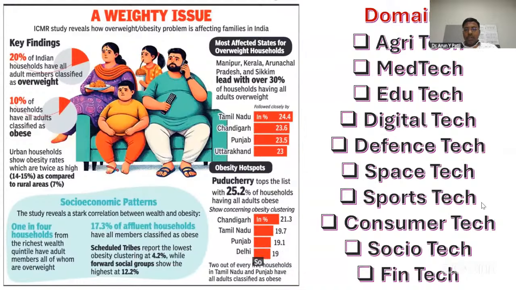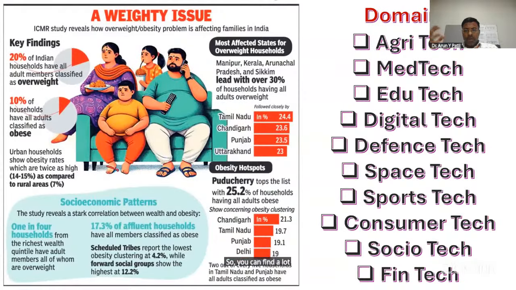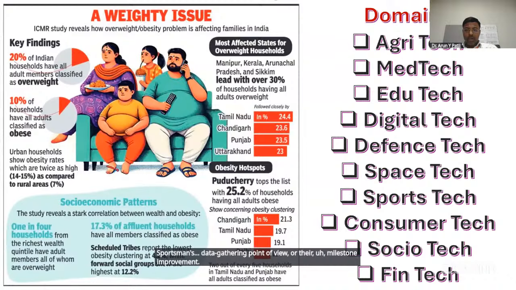Even sports tech is gaining a lot of momentum, with Khelo India and schemes such as the hosting of Olympics 2028 by India, which is still on the cards. So you can find a lot of requirement in terms of gathering sportsmen's data, or their milestone improvement kind of thing. Whereas consumer tech is always evergreen.